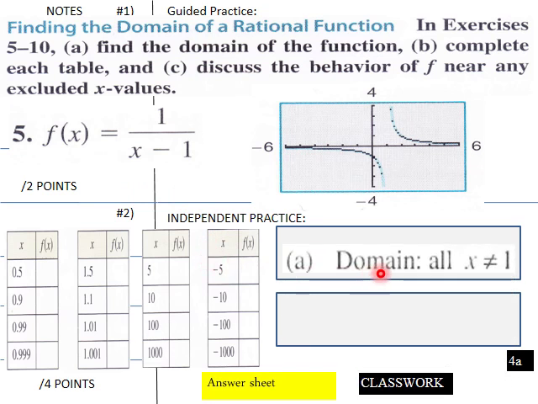So to do that, the domain is all x except 1. Where x equals 1, there is no continuation of your function. And then f approaches negative infinity from the left of 1 and infinity from the right of 1. So from the left it goes to negative infinity, and from the right it goes to positive infinity for the values.